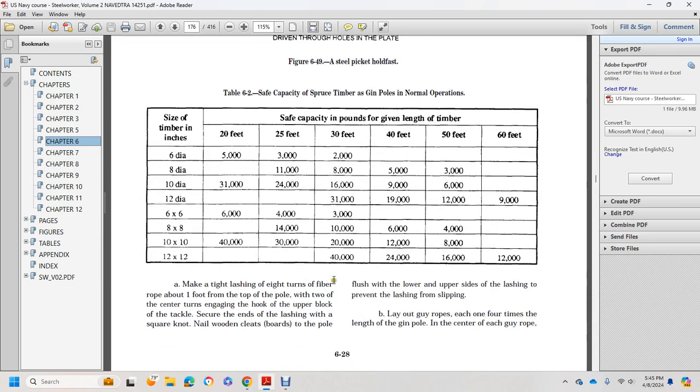Make a tight lashing of 8 turns of fiber rope, 1 foot from the top of the pole, with a 2-foot center turn, with an engaging hook for the upper block of the tackle secured to the ends of the lashing. Square nail wooden cleats of boards to the pole, flush with the lower and upper sides of the lashing, to prevent the lashing from slipping.